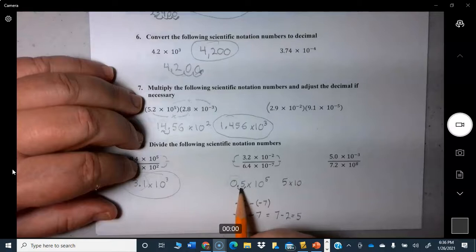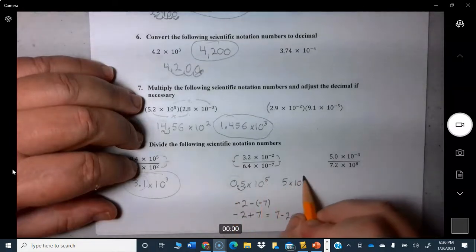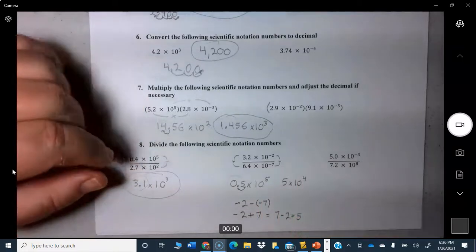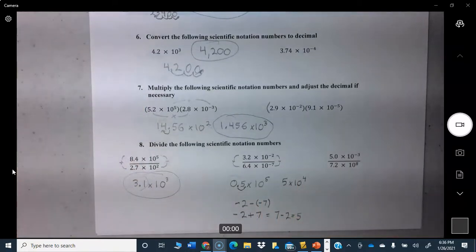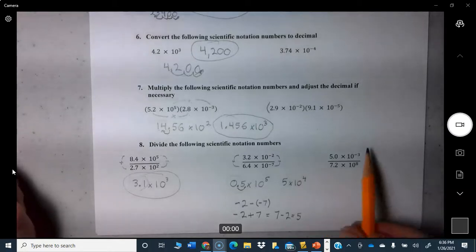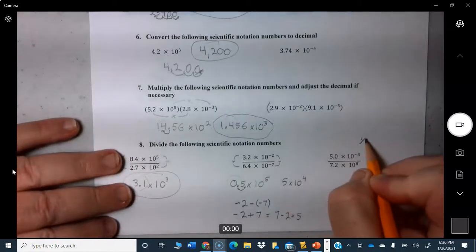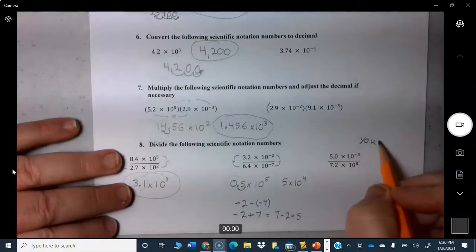Now think of what you just did. You made this number bigger. It went from 0.5 to 5, so you have to make this number smaller. And so 5 is going to go down to 4. Okay? And that's how you would do that, okay? All right, so go ahead and do this one over here. And this is a U problem right there, all right?